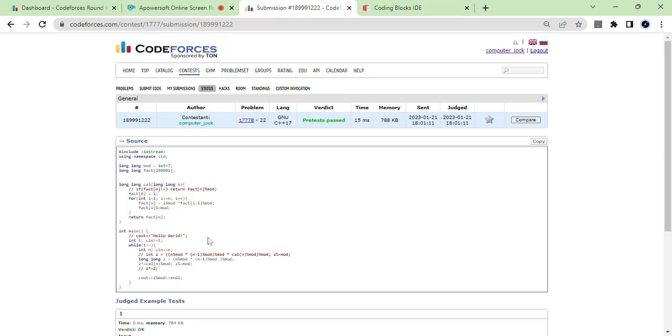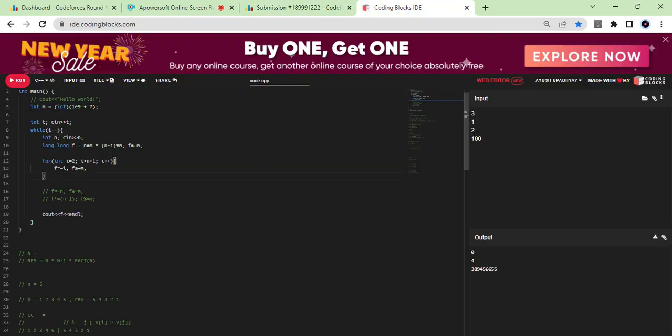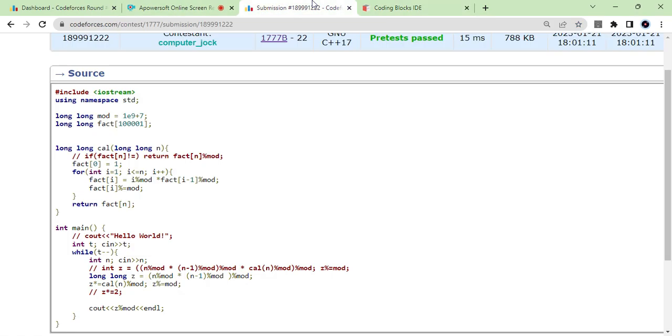So you can see there's a calculate factorial. This array is of no use, basically. But here it is used, but you don't need this. You can just do it in one variable also. So basically I initialized z equal to n into n minus 1 with complete mod, like how I did over here. It's pretty much the same with just an extra mod over here. And then z into calculate of n gives you the factorial of n.